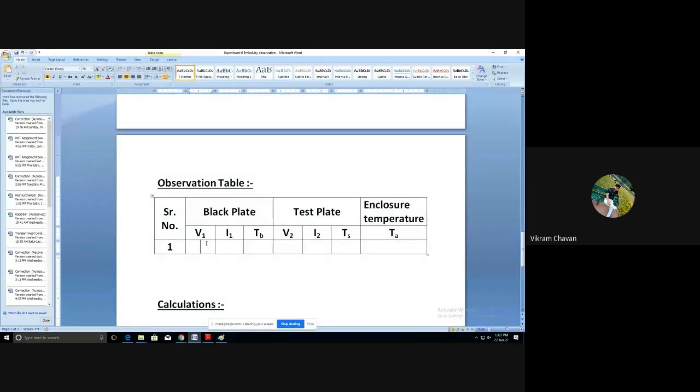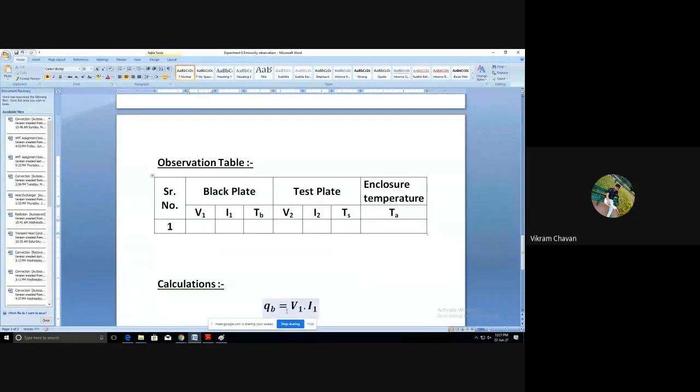Prajwal, tell me the values of observation. Please let me know first of all whether my screen is visible to you. Yes, sir. Okay, tell me V1: 55. I1: 0.129. TB, black body temperature: 60 degree. V2: 38. I2: 0.111, and test plate surface temperature: 60 degree. And enclosure, ambient air or surrounding temperature: 41. Okay, so the calculation part.